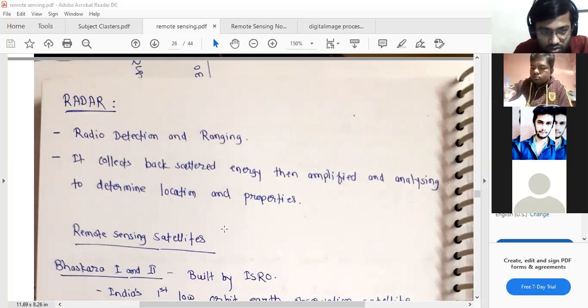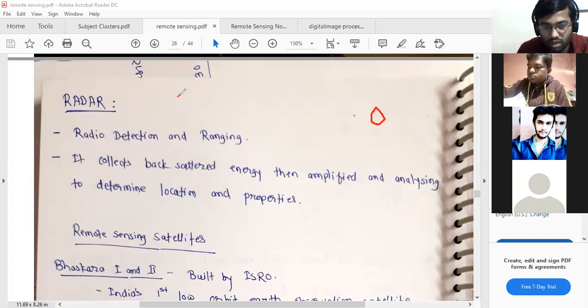Radar is called radio detection and ranging. It collects backscattered energy, then amplifies and analyzes it to determine the location and properties. So what radar will do, let's say this is your target, at the bottom of the sea or somewhere in the airspace, or in the atmosphere, let's say.